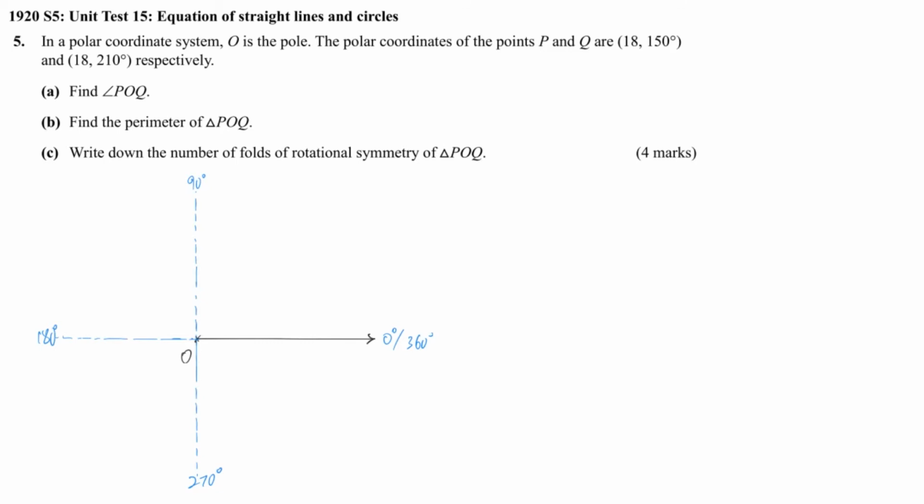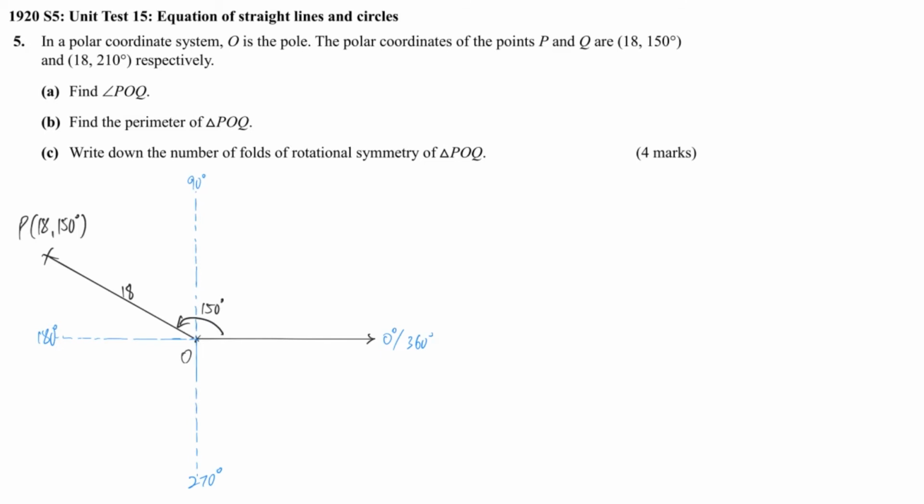I'm quite happy that a number of you can draw the position properly. For the first point, point P, we rotate 150 degrees first, so it should be somewhere here. From the polar axis, anti-clockwise, rotate 150 degrees to reach the direction, and then walk 18 steps to reach point P. For the second point Q, from the polar axis, rotate 210 degrees.